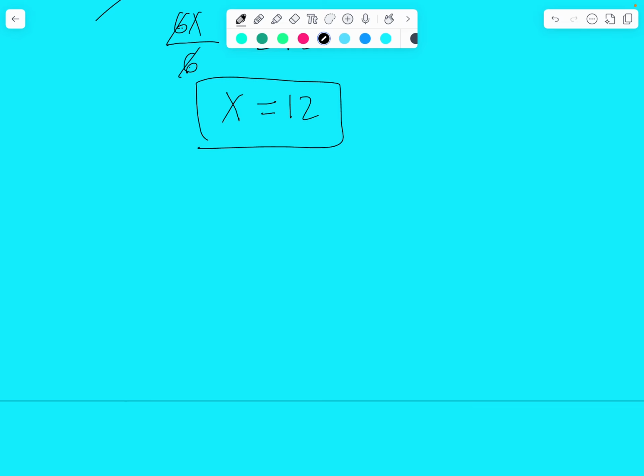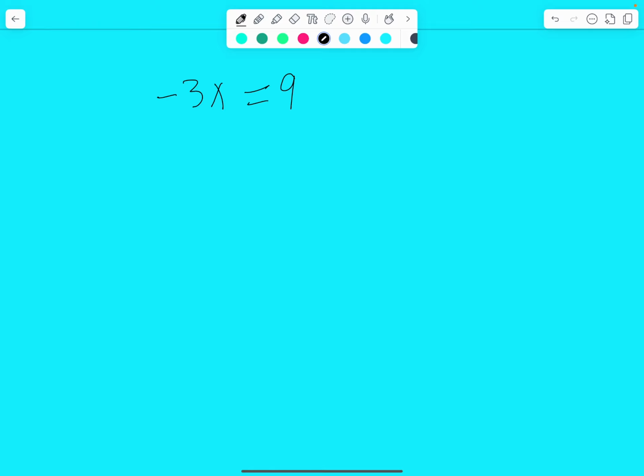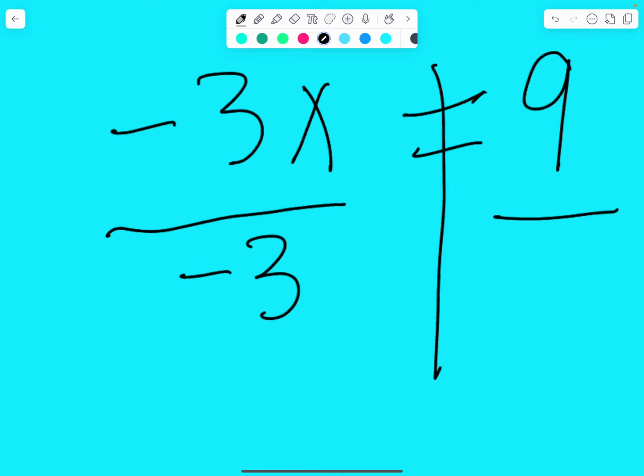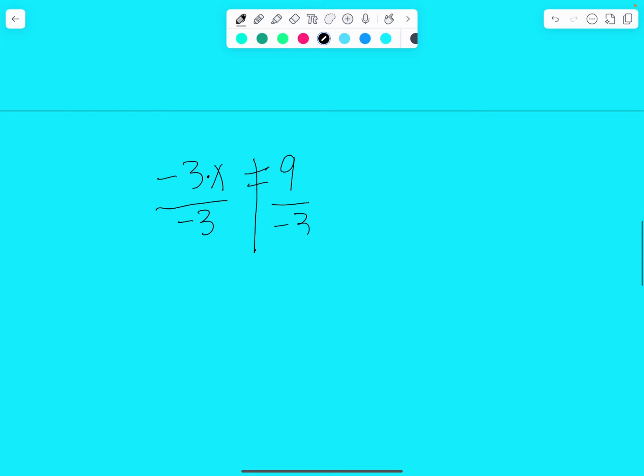Now we're going to move on and talk about negative coefficients, okay? So we have negative 3x equals 9. The negative sign stays with the negative 3. To isolate x, I need to divide by, you guessed it, negative 3. Remember, there's an invisible multiplication sign right there.